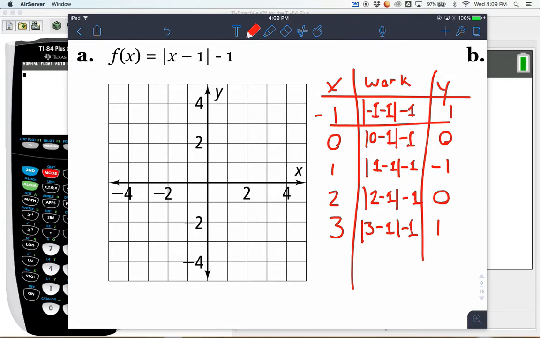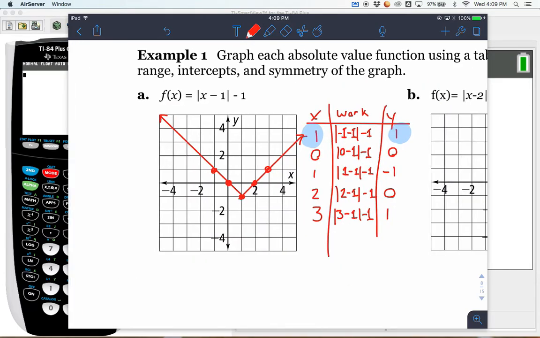And now we're going to plot all these points here. So this first one here is -1, comma 1. So let's go plot that. Back 1, up 1, there's your point. Next one was 0, 0. Next one was 1, comma -1. Next one after that was 2, comma 0. So there's that vertex right there. There's that V portion. And then the last one was 3, comma 1. And it will keep doing that forever, so we can draw a little arrow. It's going to keep doing that pattern for a while there. That's what your graph looks like.